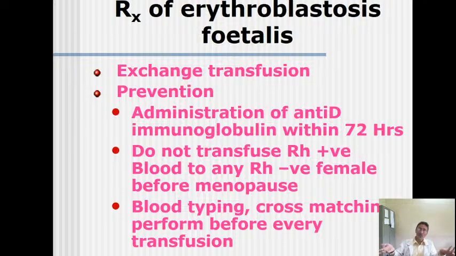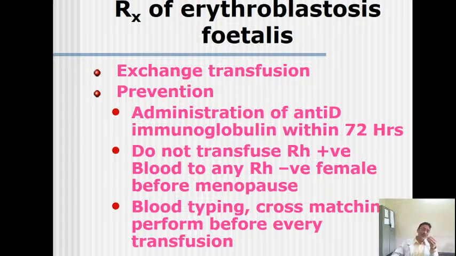But what you have injected will get destroyed within 3 to 4 months. So in this way, by giving an anti-D injection, you are preventing the stimulation of the mother's immune system so that naturally developing antibodies are not produced. So that is the best prevention happening.